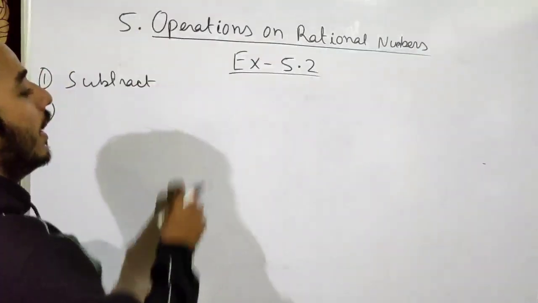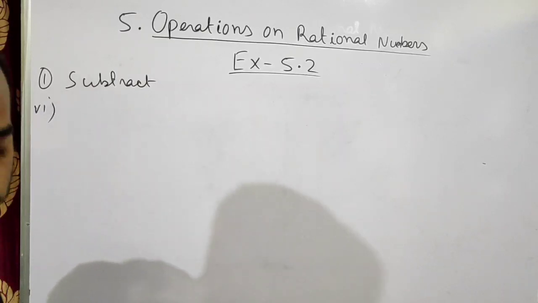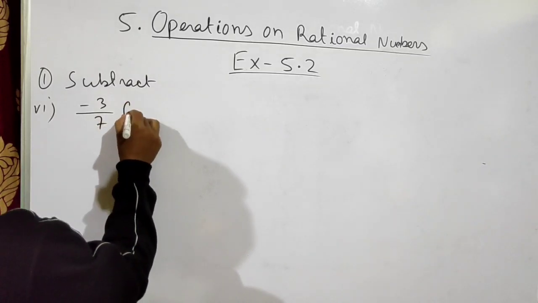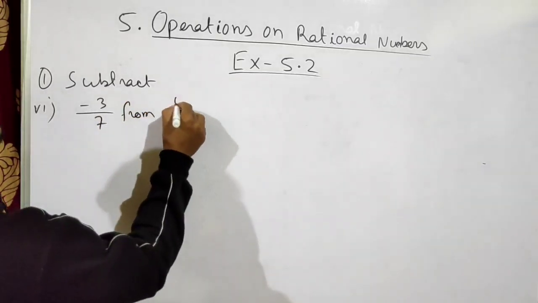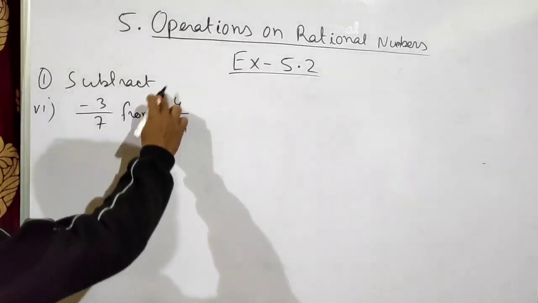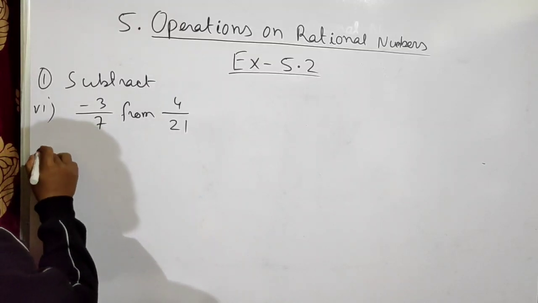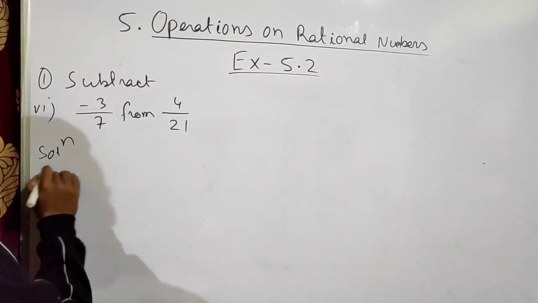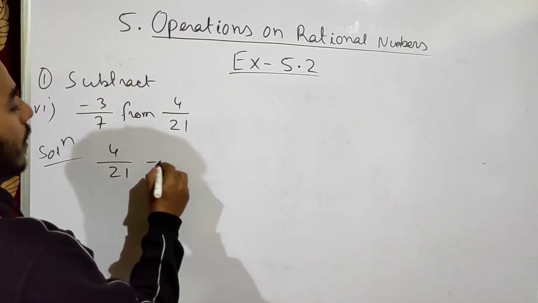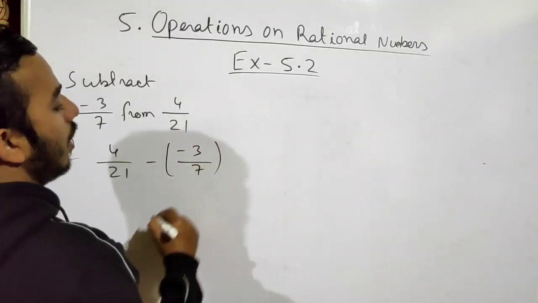Clear? Okay. So Roman number 6 is what? Minus 3 by 7 from 4 by 21. Minus 3 by 7 from 4 by 21. Clear? So from 4 by 21, we have to subtract this one. Very easy, we have solved earlier. I hope all of you also understood. Clear? So it will be 4 by 21 minus, then we have to subtract this rational number. Clear?